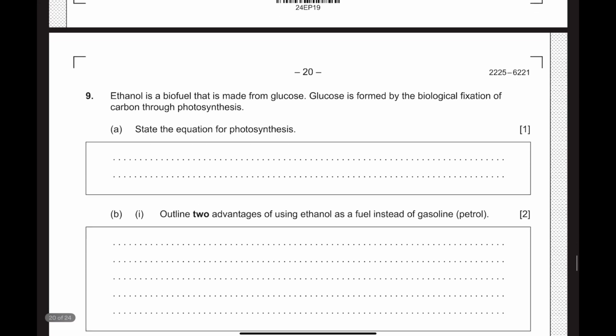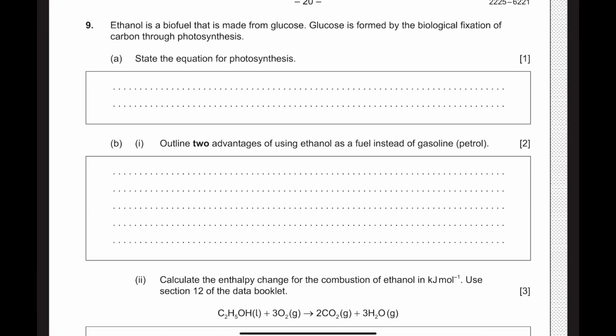Now, moving to the next question. Ethanol is a biofuel, right? That is made from glucose. Glucose is formed by biological fixation of carbon through photosynthesis. The equation of photosynthesis is the reaction of CO2 with water to form glucose and oxygen. To balance it, I have to put a 6 here, right? And there are 12 extra oxygen atoms, so 6 in front of O2.